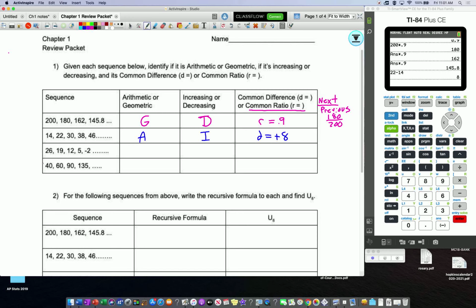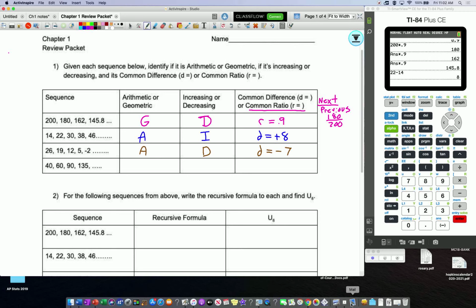All right, next one, 26, 19, 12, 5, negative 2. I see that that one's decreasing. It looks like it's going down. 26 minus 19 is 7. 19 minus 7 is 12. 12 minus 5 is 7. So I know this one is arithmetic. It is decreasing, and I am subtracting 7.